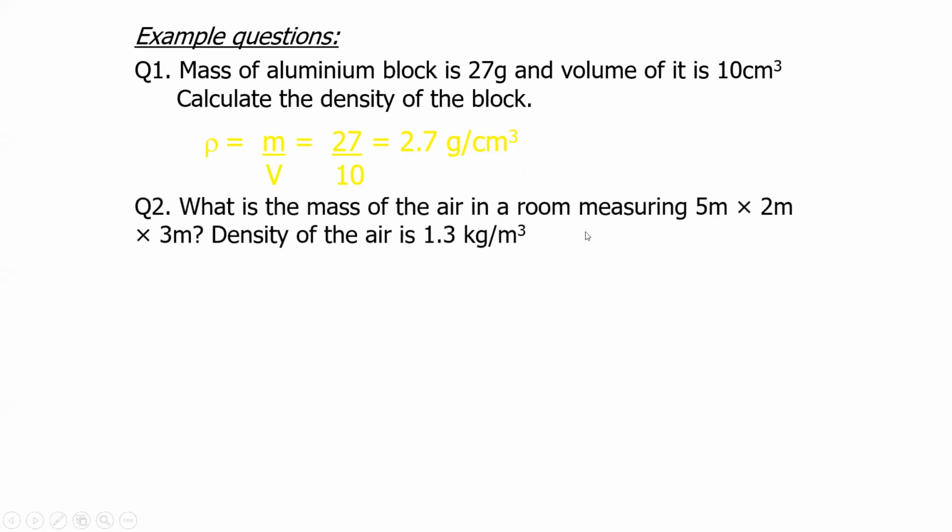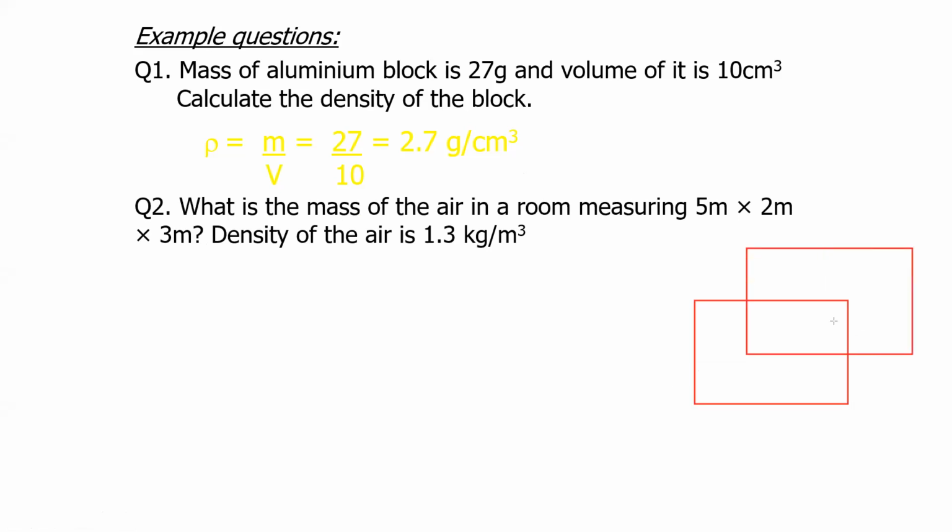What is the mass of air in a room which has dimensions 5 meter, 2 meter and 3 meter, and the density of air is 1.3? So there is a room. The volume of the room is the same as the volume of air present in the room, and these are the dimensions of the room. One side is 5 meter, another side is 2 meter, and another one is 3 meters. The density of the air is given as 1.3. Basically the volume of the room will be the same as the volume of the air, because air is a gas, and gas takes the volume of the container. So what will be the answer?